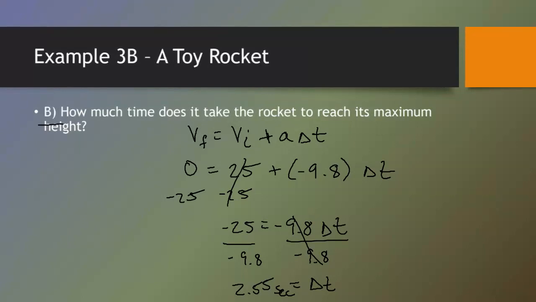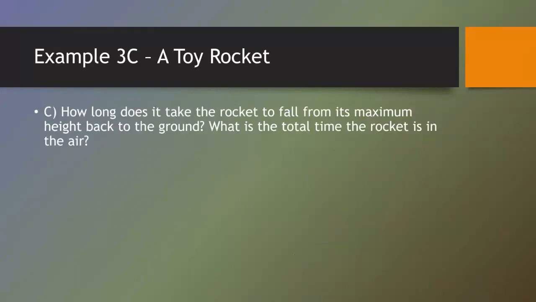So now we have the time that it takes for it to reach its maximum height. Let's take a look at the next part. How long does it take to fall from its maximum height back down to the ground? So for the whole thing we've done so far, we've been talking about the first part of the motion. It starts at the bottom at 25 meters per second, travels straight upwards till it reaches the maximum height where the velocity is 0. Now we want to talk about the second half.